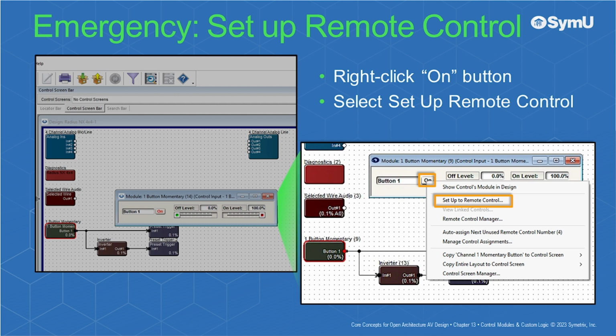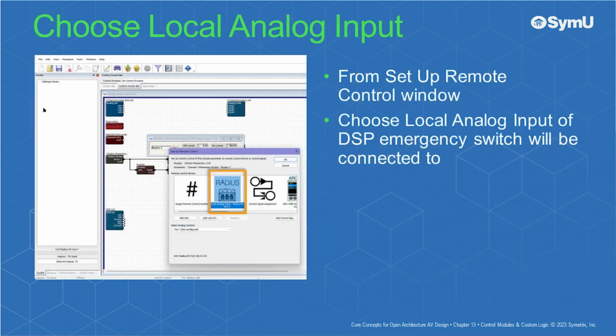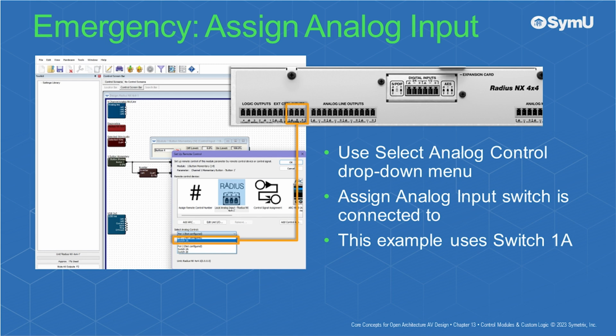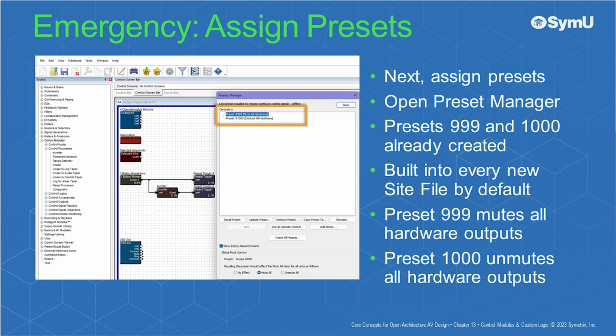Right-click the On button and select Setup Remote Control. From the Setup Remote Control window, choose the local analog input of the DSP that the emergency switch will be connected to. Then use the Select Analog Control drop-down menu to assign the analog input that the switch is connected to. This example uses switch 1A. The next step is to assign the presets.